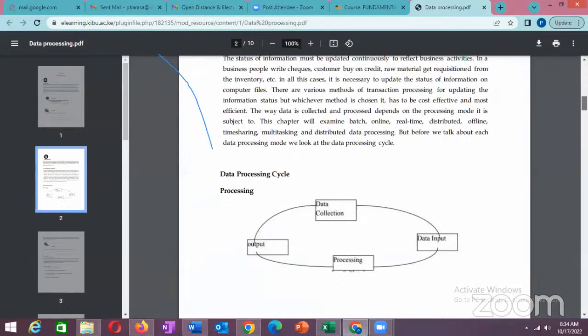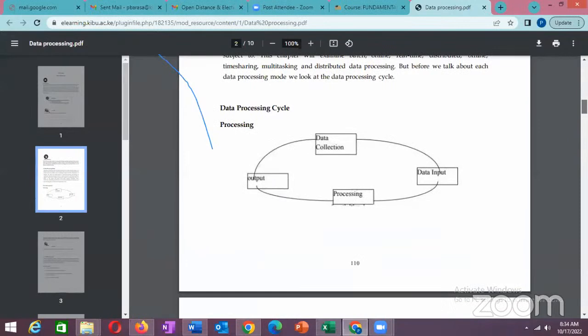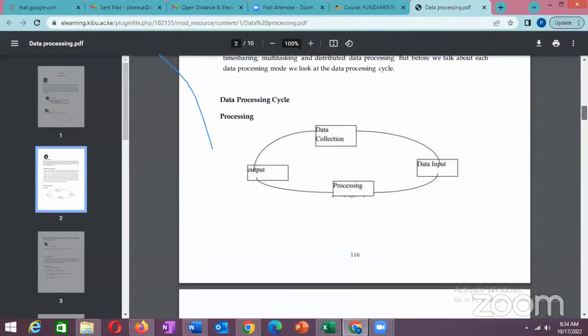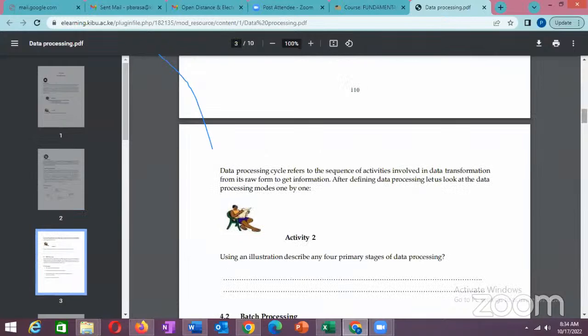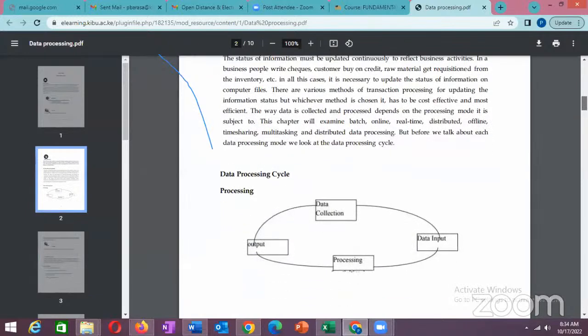We have the collection, we have data input, we have processing, and we have output. So could you kindly discuss any of the following in your chat box so that we can see: data collection, data input, processing, or output. Bramwell Wafula, I said you discuss. Data collection, data input, yes, but now discuss them.